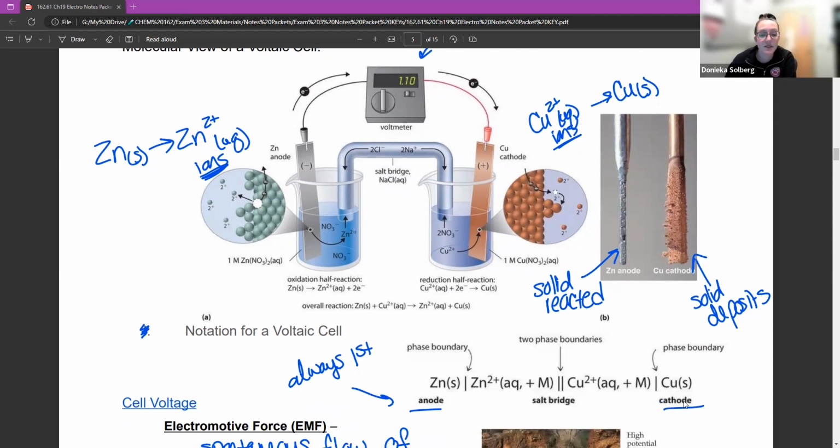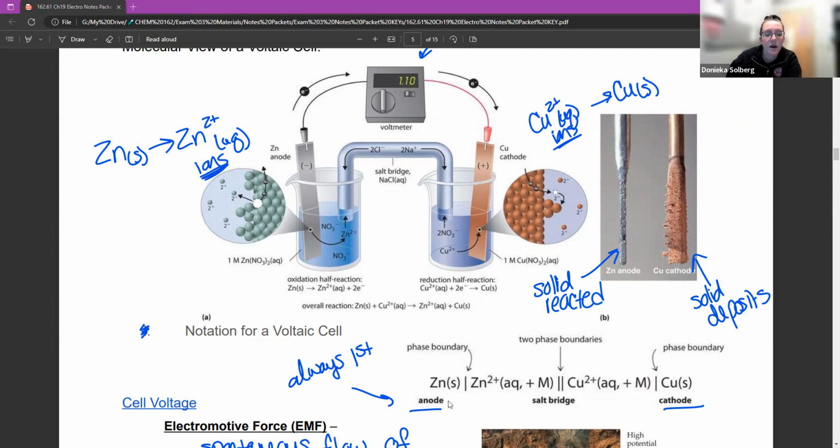Okay, this is a way that we denote what the cell looks like. Instead of drawing out the whole thing, this is the notation for a voltaic cell. You always list the anode first and the cathode second. So what you do is you write whatever the anode is, that solid is zinc. Okay, zinc, which changes into Zn2 plus. These are reactants, these are the products of what is happening in the reaction.